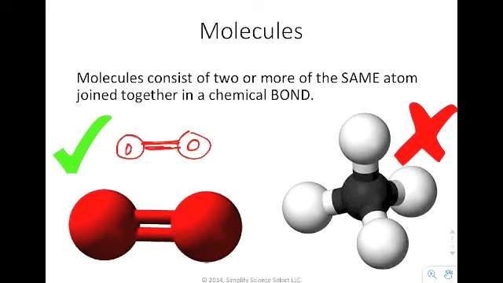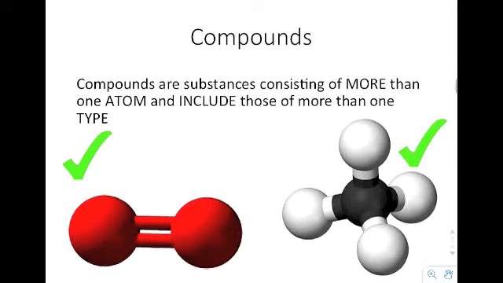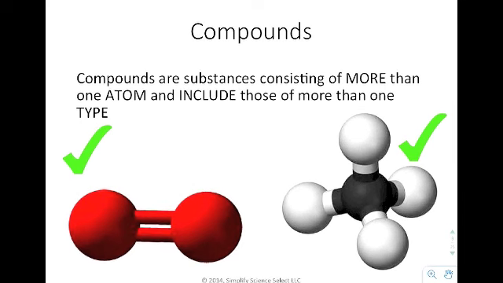bond. This is not an example of a molecule. The reason why is it consists of two different atoms. You have the white atom, which is generally referred to as a hydrogen, and you have the black atom, which is generally referred to as a carbon. Because you have two different types of atoms, it's no longer going to be a molecule. Instead, we call it a compound. A compound consists of substances with one or more type of atoms, including ones that are different.